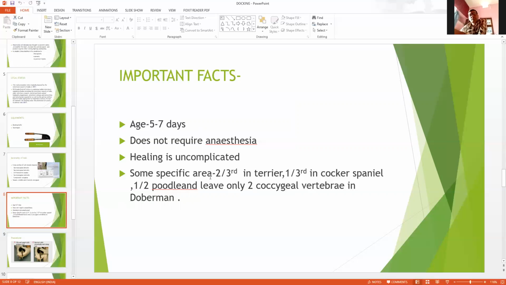The specific area for cutting is very important. The specific area for cutting is 2/3 in terriers, 2/3 portion of the tail, 1/3 in Cocker Spaniels, half in Poodles, and leave only 2 coccygeal vertebrae in Dobermans. So these are some recommended portions for cutting the tail for docking. Remember this. This is very important.